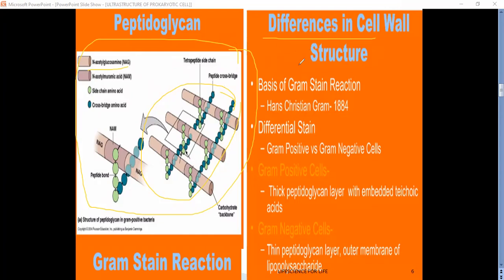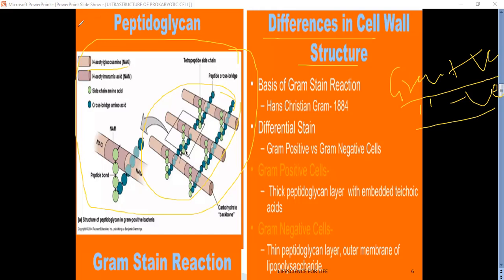Next, how can we differentiate bacteria? There are mainly two types of bacteria. In the whole world, or whole nature, there are two types of bacteria. One is gram positive bacteria, another is gram negative bacteria. So all the bacteria are divided into two types, gram positive and gram negative. On which basis are we differentiating gram positive and gram negative? Based on the peptidoglycan only.